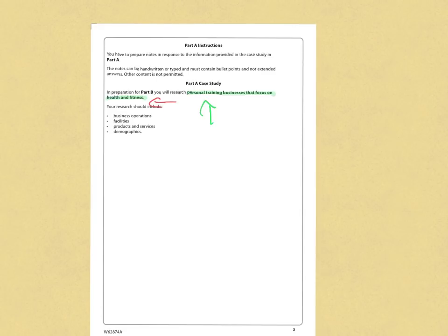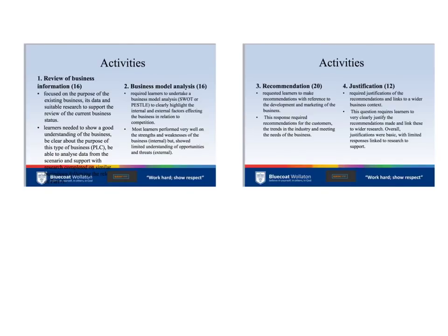There we go. Now, the 4 things that it's asking you to research is business operations, the facilities, products and services, and demographics. So I'd be inclined to look at 3 different styles or types of business. Okay, remember, all of them must relate back to this personal training. But think of those 3 different ones.